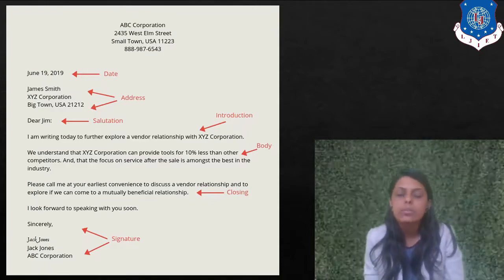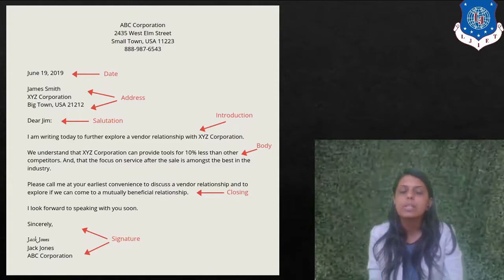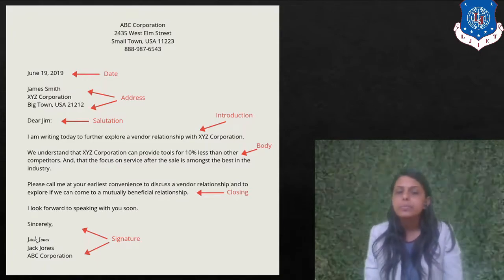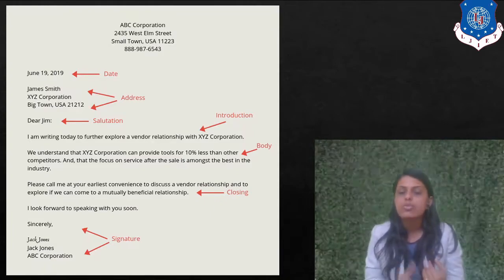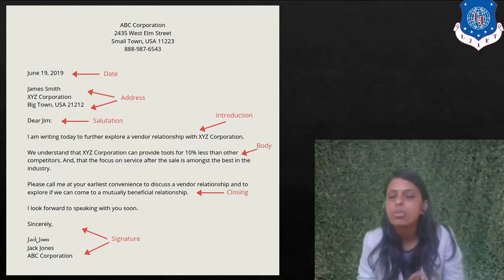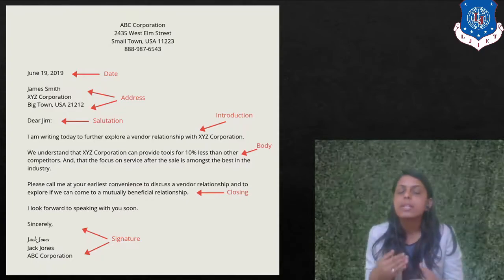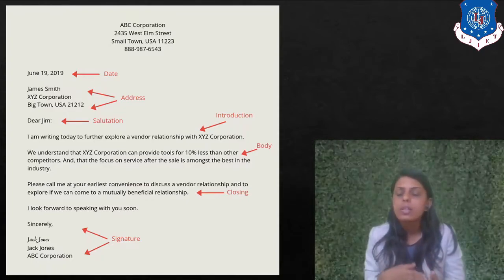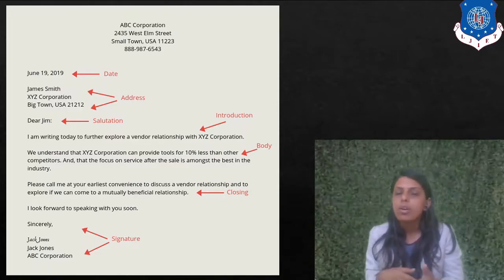Then there is a signature, the name of the person, and the company's name. That is what the signature block is all about. So remember, there is the sender's address, then the date, whose format is June 19, 2019 or 19 June, 2019. Don't change the format. Then there is the receiver's address. Then there is the salutation. In the salutation, compulsorily utilize dear, the name of the person whom you are addressing it to, and a colon.